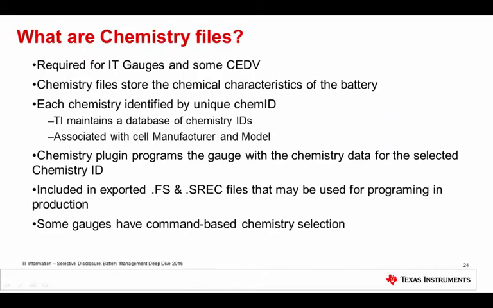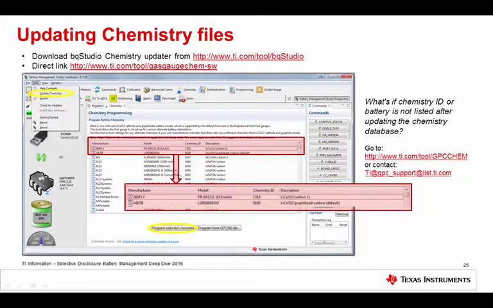You've heard a lot about chemistry if you've been in some of the other more technical tracks. So the chemistry files are required for the impedance track gauges and many of the CEDV gauges. Chemistry files basically contain, at a very high level, the characteristics of the chemistry within a particular cell or battery. So each chemistry, in our case, is identified by a unique chem ID that's tied to manufacturer and model and so on. And the chemistry plugin allows you to program these.